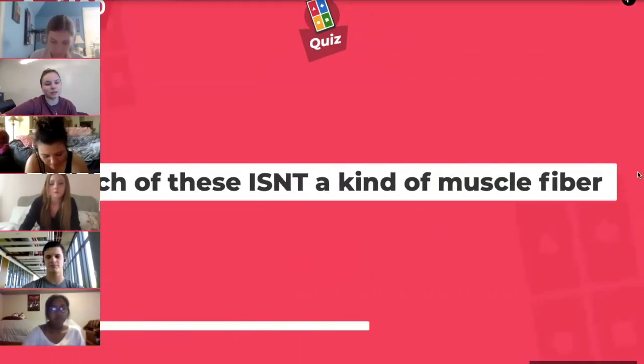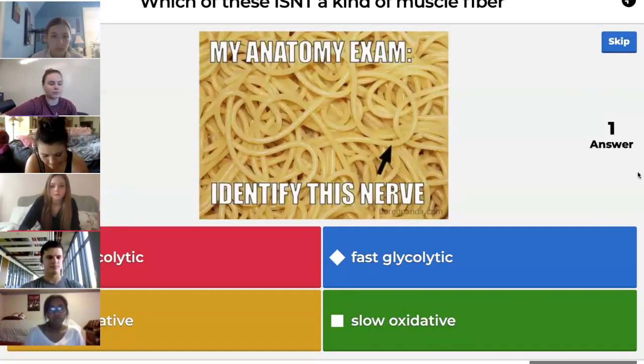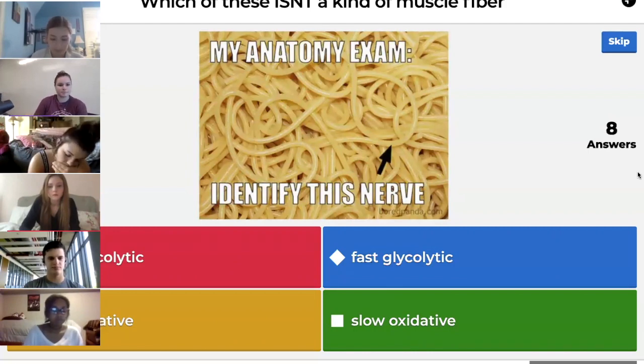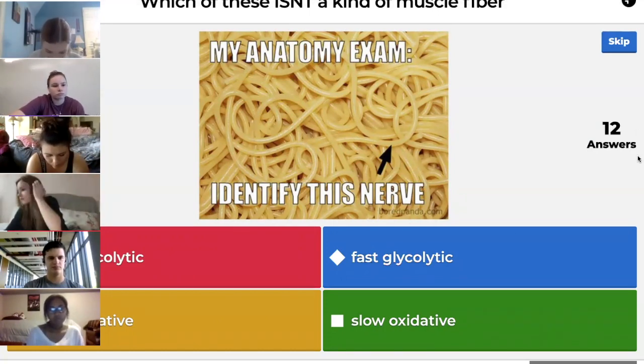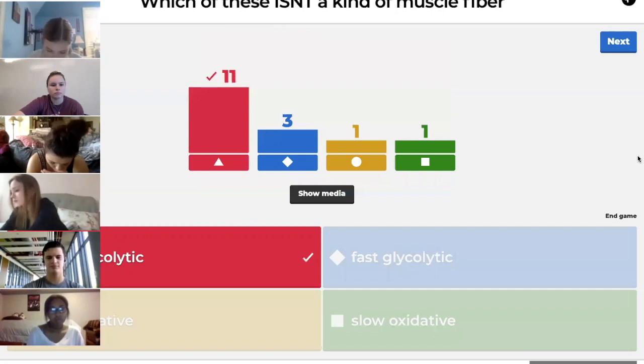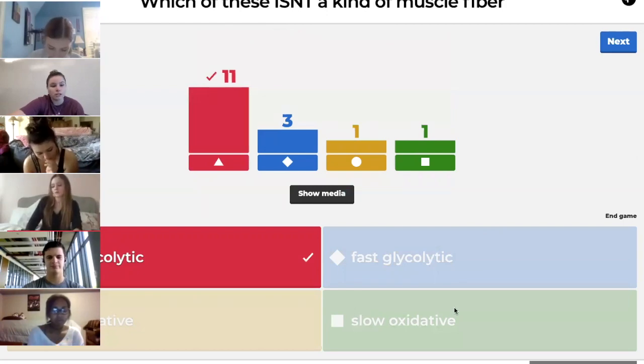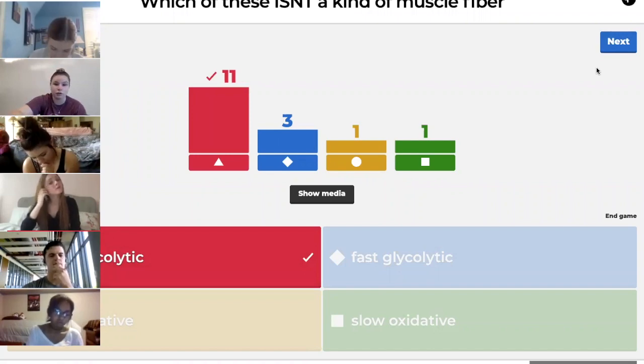Which of these isn't a kind of muscle fiber? Okay, cool. So slow glycolytic is not a kind of muscle fiber. We have slow oxidative, fast oxidative, and fast glycolytic. Usually they try and trick you with these because there are three of the four, and this is the one that there's not. We don't have any slow glycolytic fibers. The video on the website is very good for the fibers.